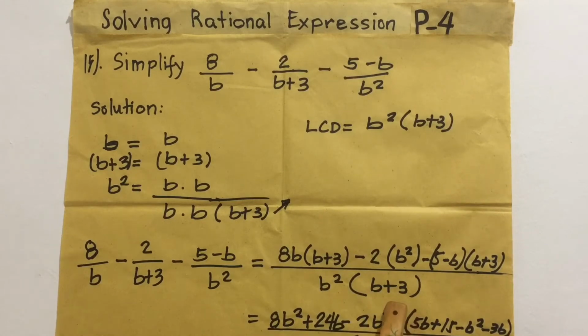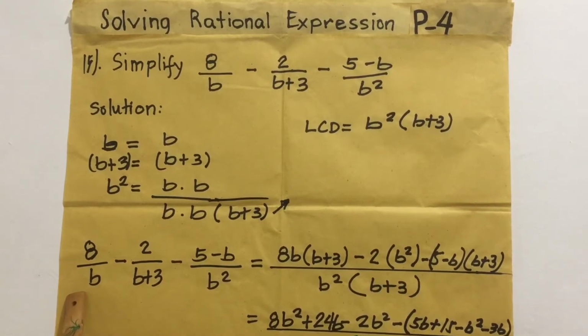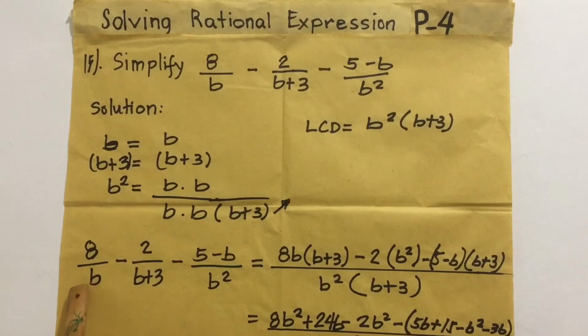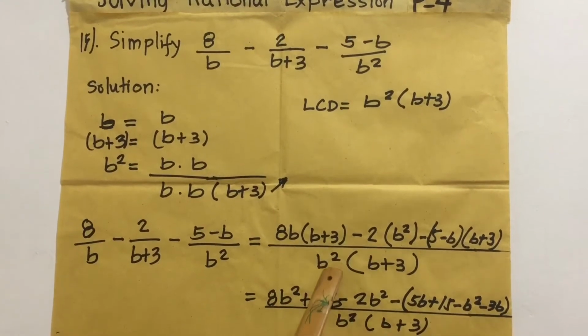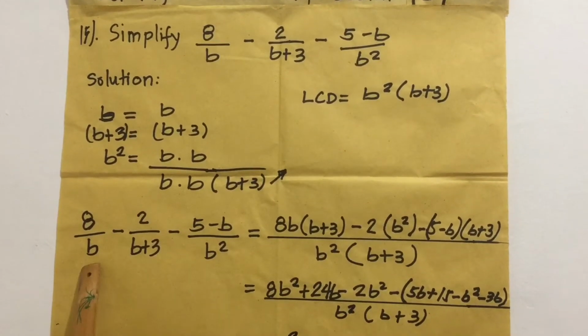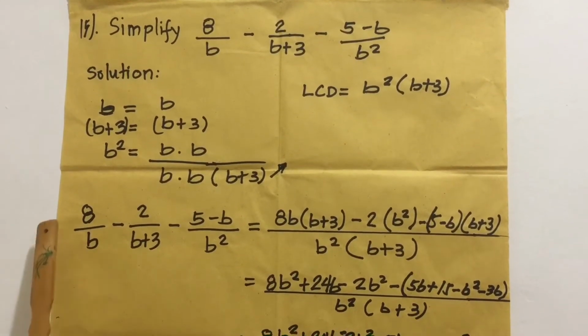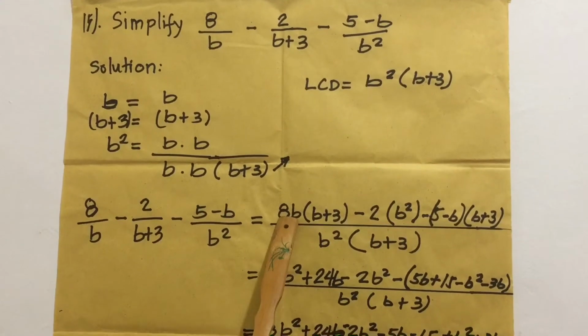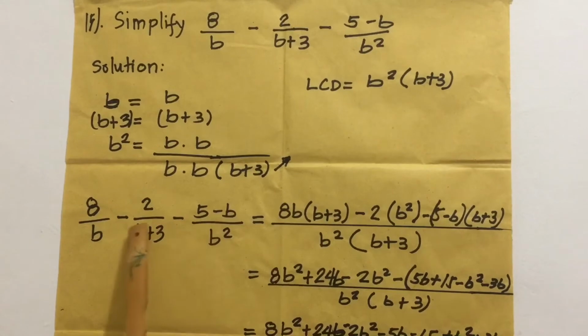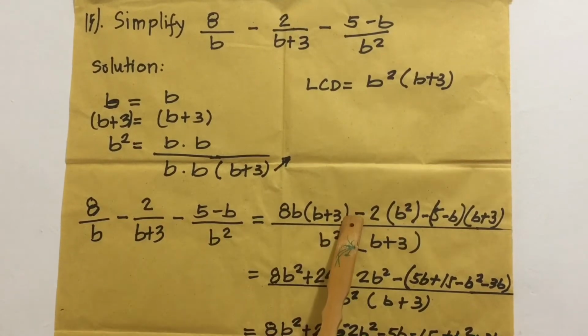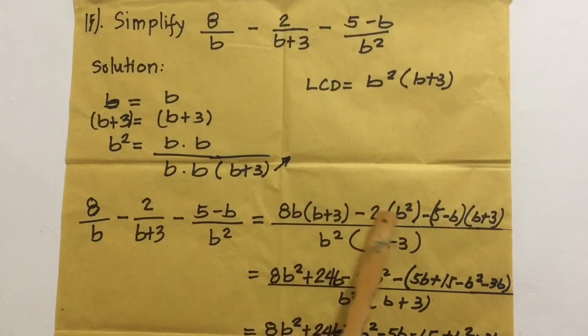And after this, we're going to divide. We divide the denominator b squared times b plus 3 by b, so we're going to cancel that. b squared divided by b, the answer is b. Then times 8, we have 8b. Then copy b plus 3. Then minus, so copy the sign, minus 2.